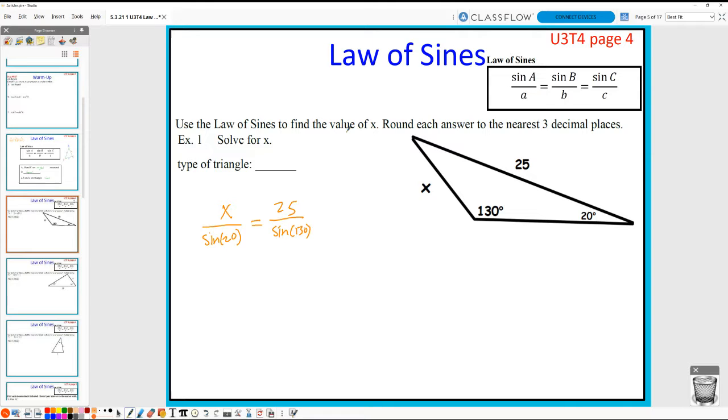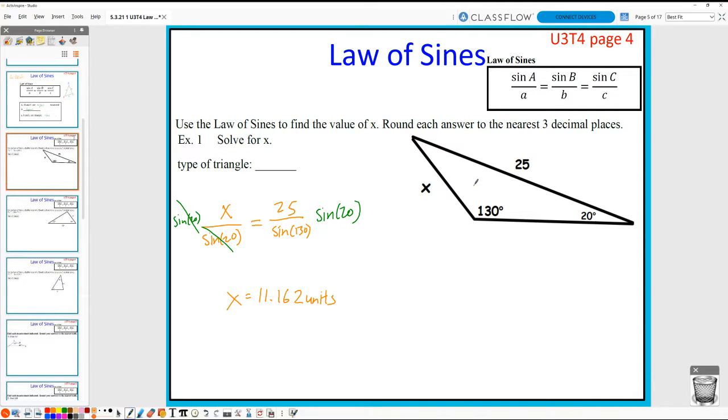What I'm going to do here is, because I just want to isolate my x, I'm going to multiply both sides by sine of 20. And so x is equal to, I'm going to put all this into my calculator at the same time, 25 divided by sine of 130, close my parentheses, multiply by sine of 20. I get 11.162. Now, this one doesn't have units, although it is a triangle. It might be a good idea just to include units in there, just in case, right, if it's meters or something.